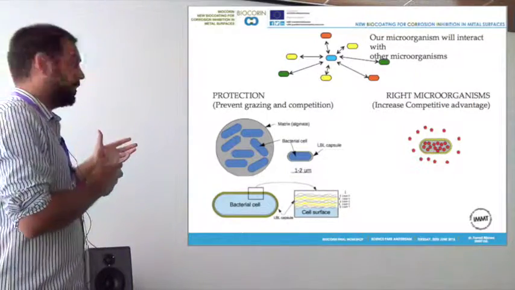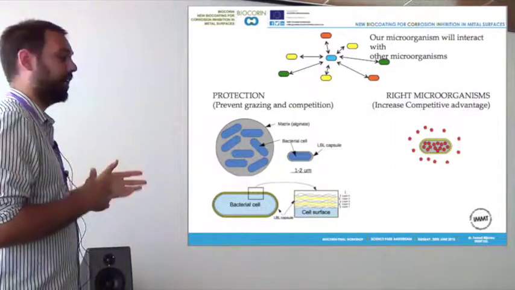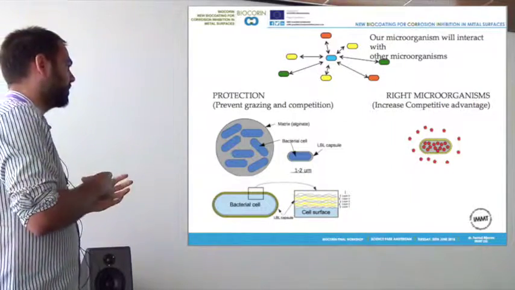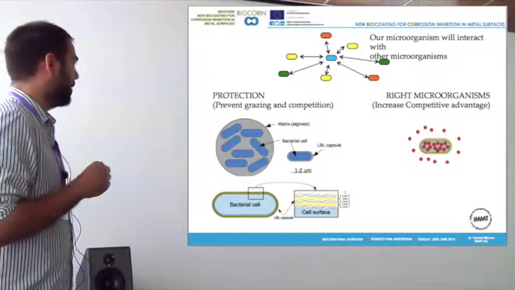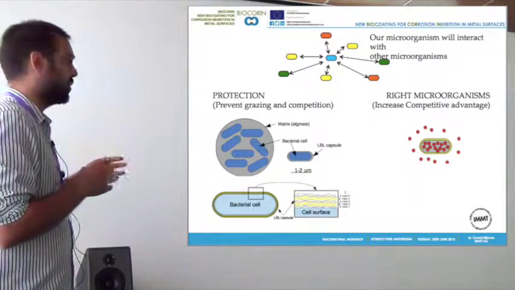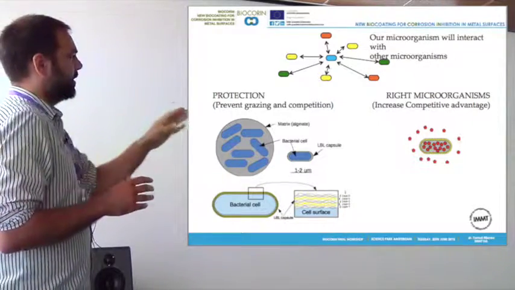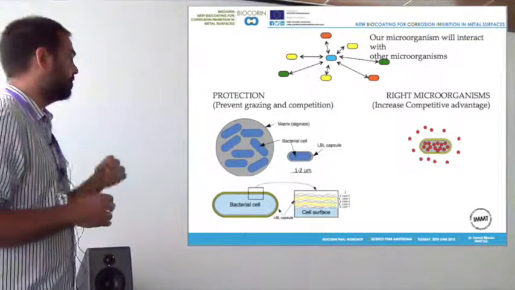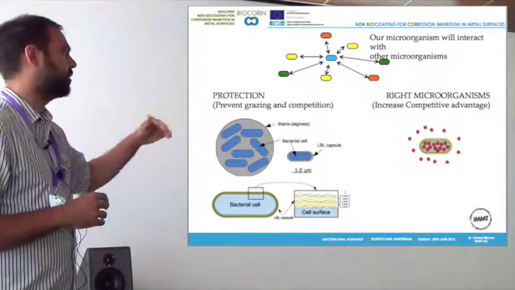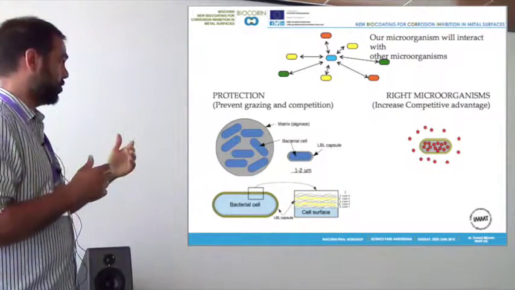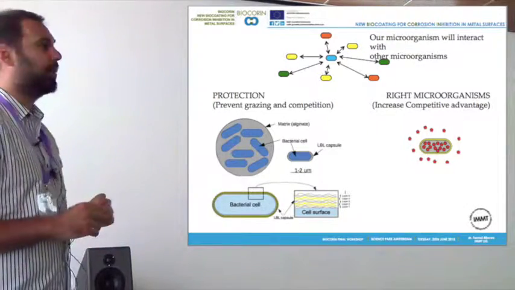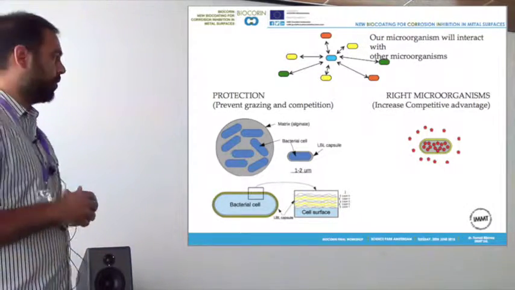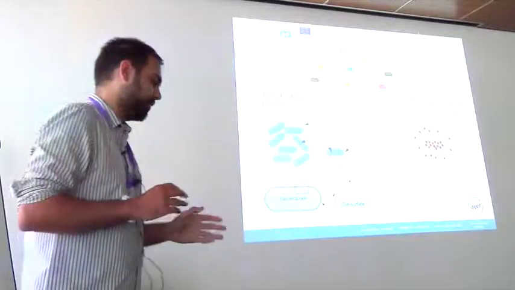Maybe by protecting them. We have built a capsule. It can be a microcapsule or a nano-sized capsule to protect the surface of the bacteria against grazing and against competition. And also on the other side, use organisms which will increase their competitive advantage in the structure that we are building, so to use something that produces antimicrobial compounds that will stop the growth of unwanted ones.